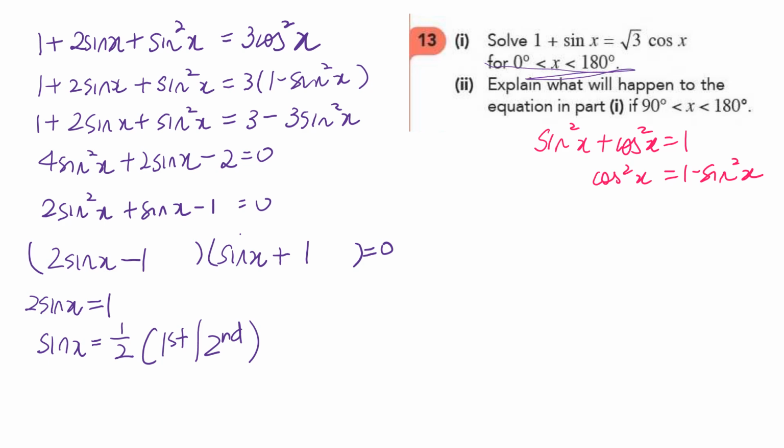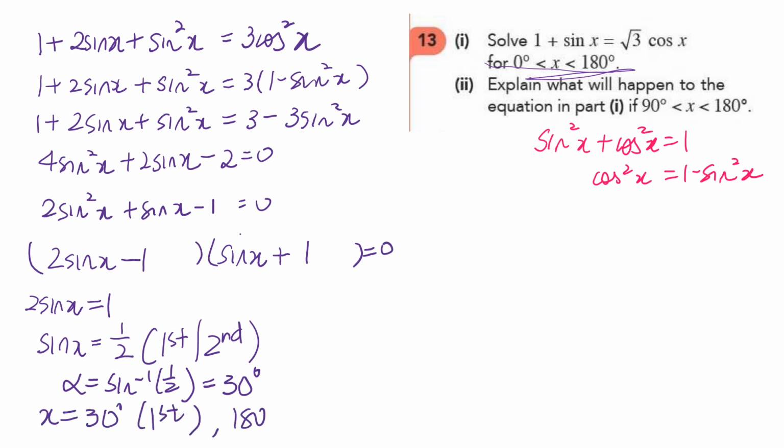And then you can find your reference angle, which is sine inverse half, 30 degrees. Half is actually a special value for a special angle. And so for the first quadrant, it will just be 30. Second quadrant will be 180 minus 30. Okay, right. And then for the other one, sine x plus 1 equals to 0.